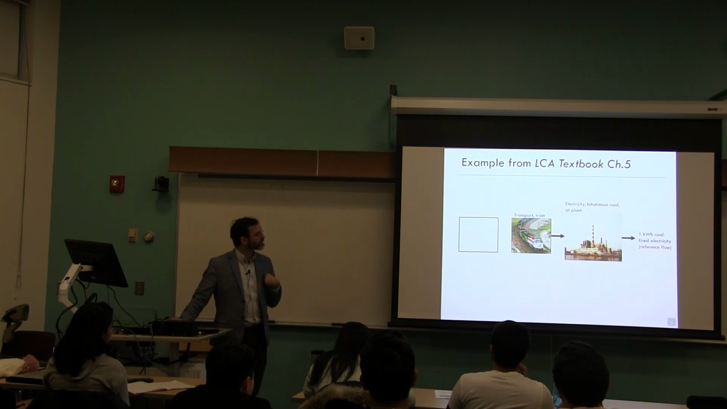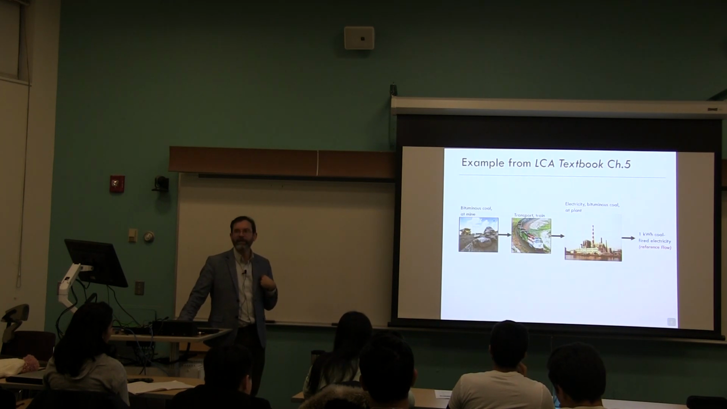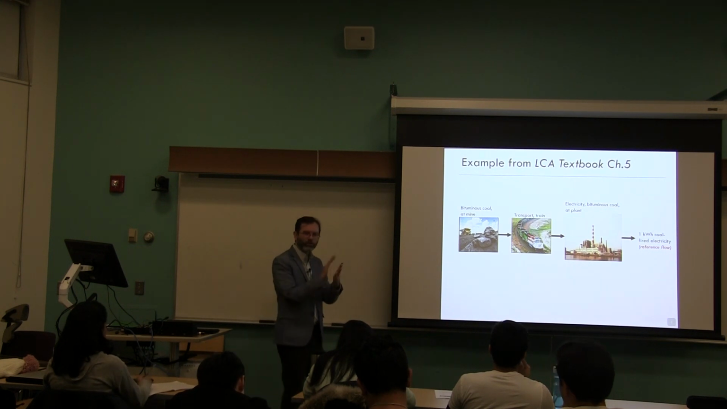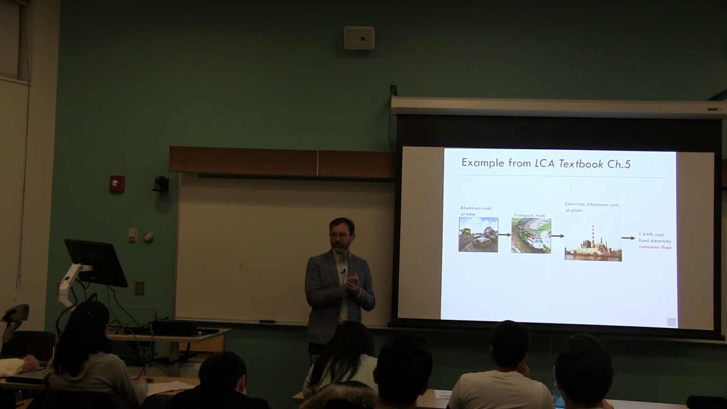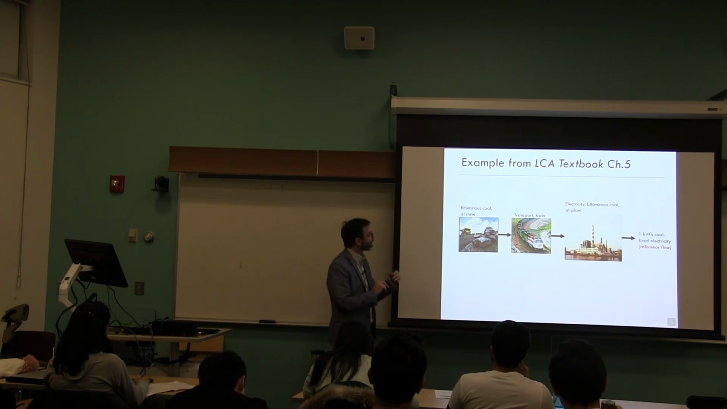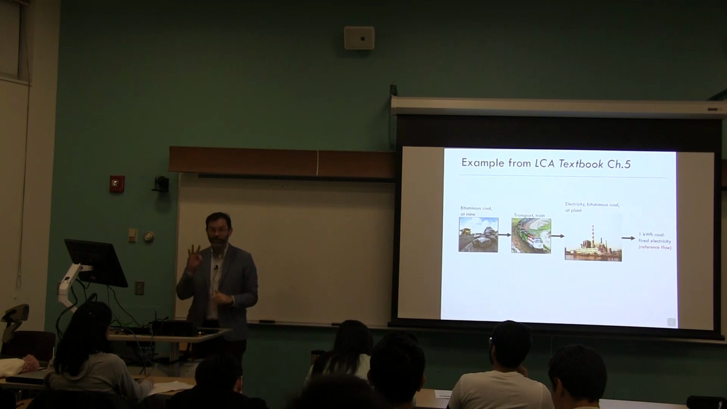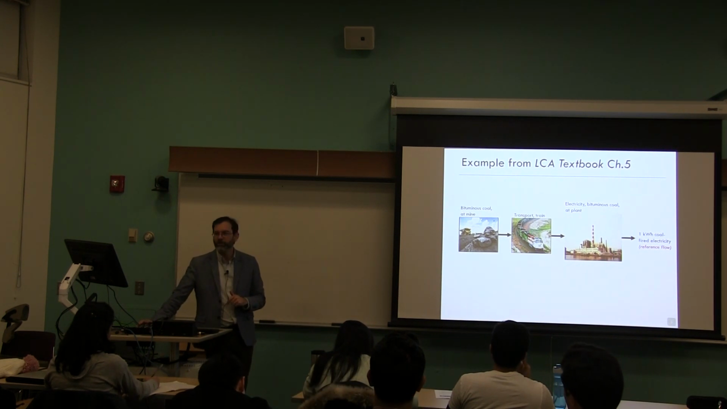And then the third part of the example is the actual mining of the coal itself. And so now we're back to the raw material extraction stage of the life cycle. And we also want to count any emissions that occur from this. There are three processes in this example. All of them could, in theory, produce greenhouse gas emissions.